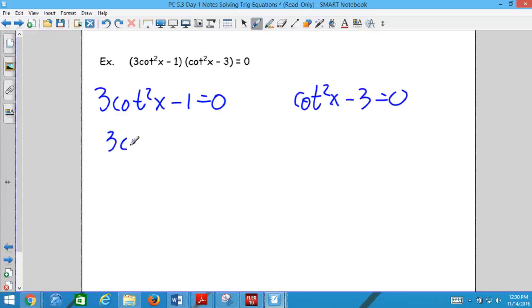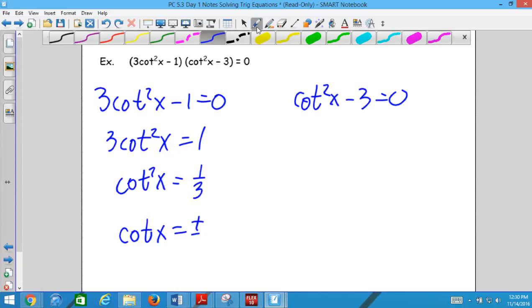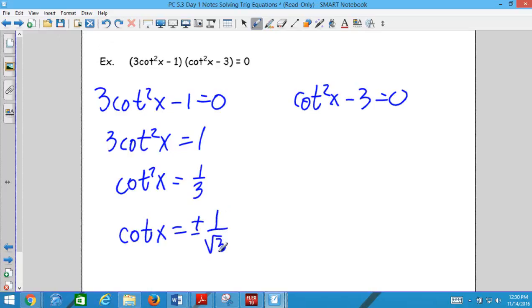So over here we'll have 3 cotangent squared x equals 1. So cotangent squared x equals a third, square root, and we get plus minus square root of 3 over 3. Actually, I didn't need to rationalize that. I think I'm going to unrationalize it. Didn't really matter. Then on this one, same thing, solving.